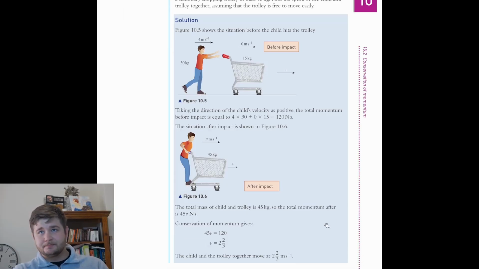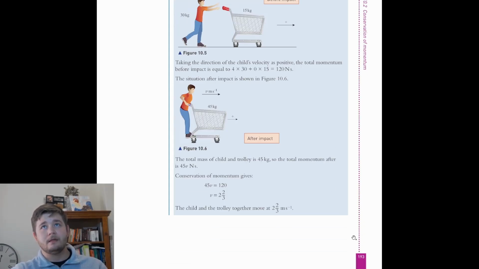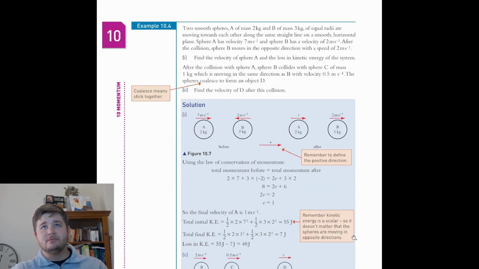After the impact, we are now working with the case of their combined mass. 30 kilograms plus 15 kilograms will give me a total of 45, traveling at v. 45v should equal 120, and then applying algebra to solve for v, we find that v is 2 2/3 meters per second. Nothing funny, nothing you've never seen before, simple and easy to solve. From there on, we can move to example 10.4.